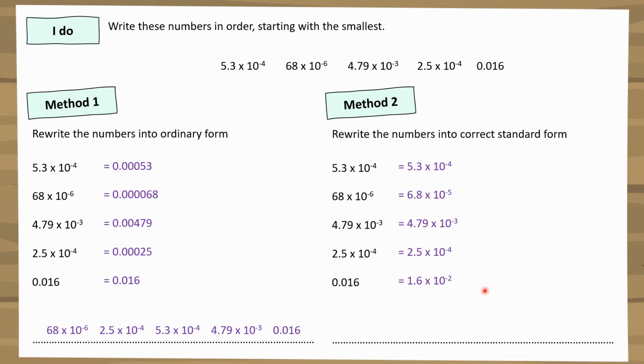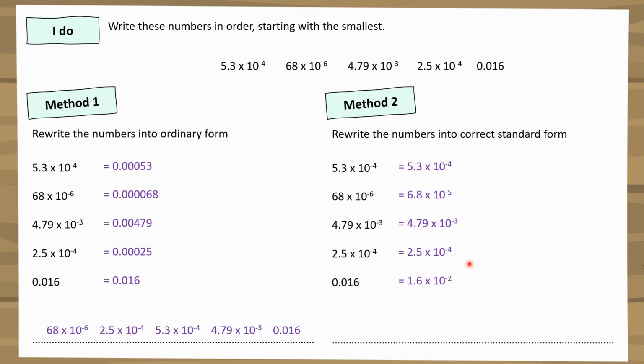So once you've got all the numbers written in correct standard form notation, there are 2 things that tell me about the size of this number: the number at the front, so in this one 1.6, and also the power here. This power tells me how many times it has been multiplied or divided by 10. So the larger the power, the larger the number.